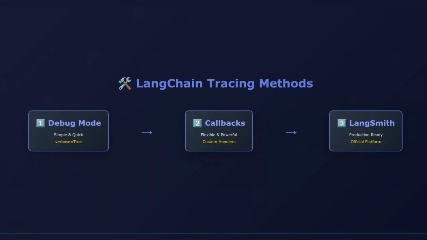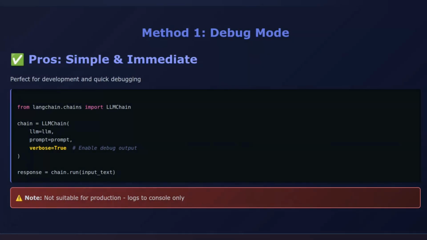Now, LangChain gives you several ways to implement tracing. Let me break them down for you. Method number 1 is the simplest, debug mode. This is great for development. You just set the verbose parameter to true in your chains. It prints everything to the console. Super simple, but not suitable for production.